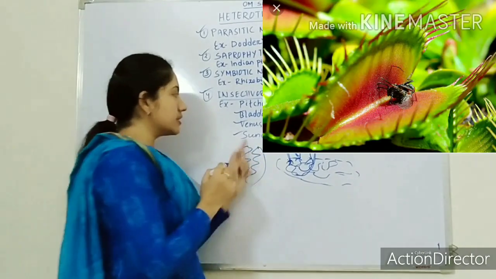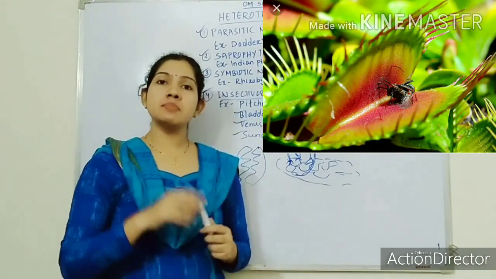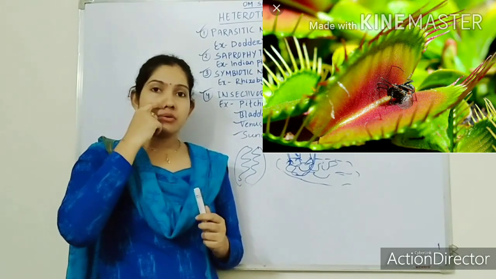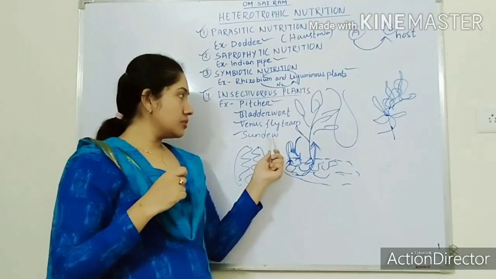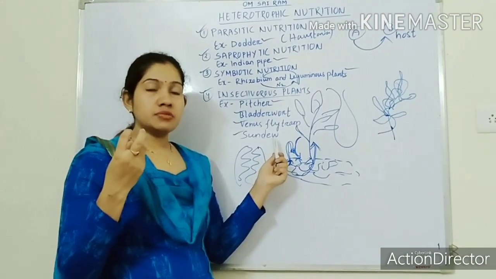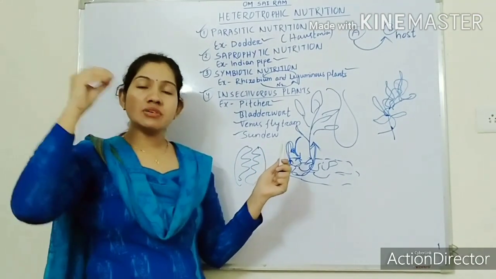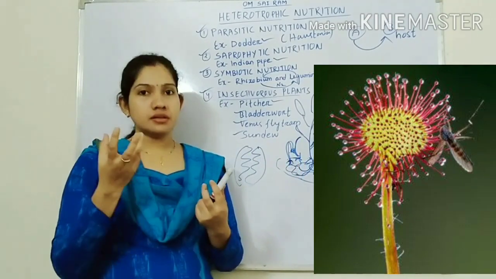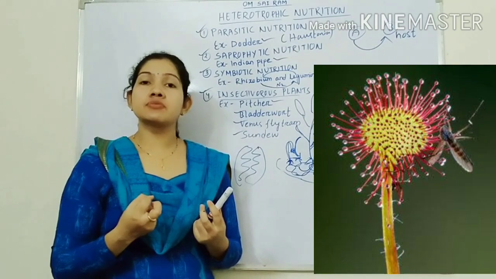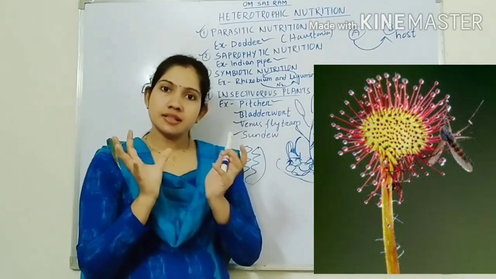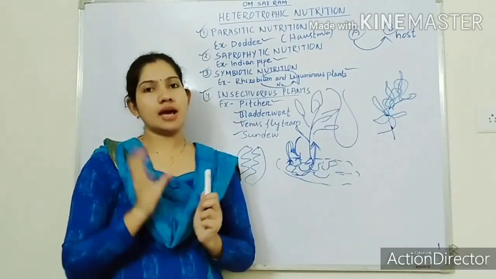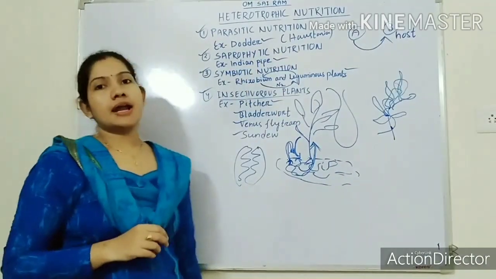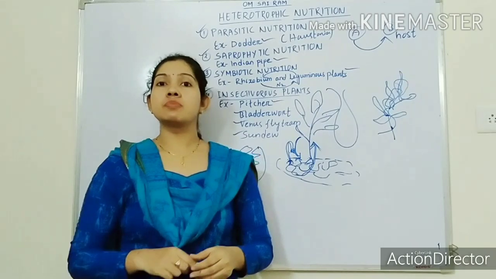Sundew also has some sticky substance over it. It will produce a flower which has a sticky substance over it, and when insects come in search of nectar or honey, they will stick to the flower and the flower will close. This is all about heterotrophic nutrition, or heterotrophic plants.